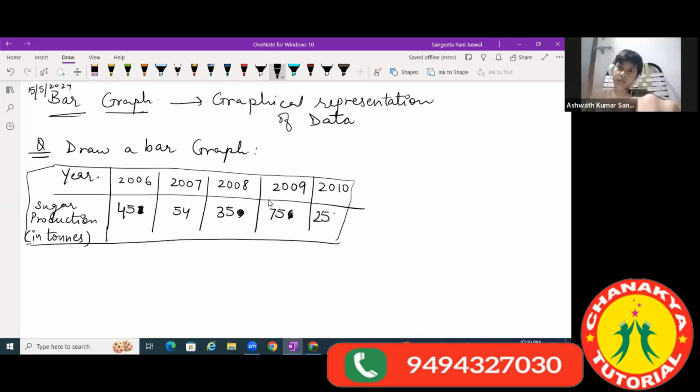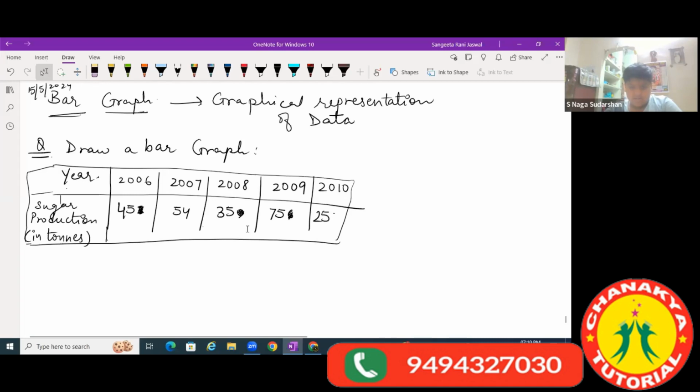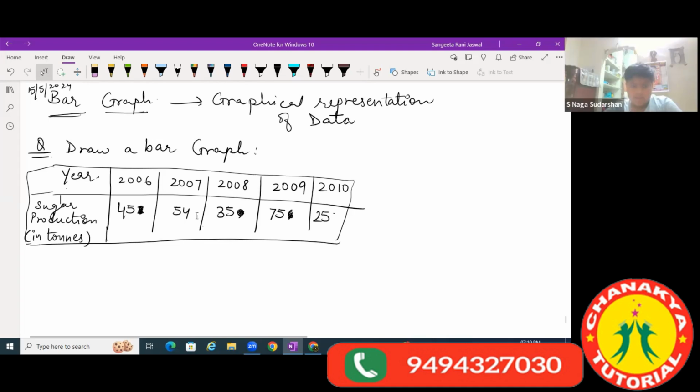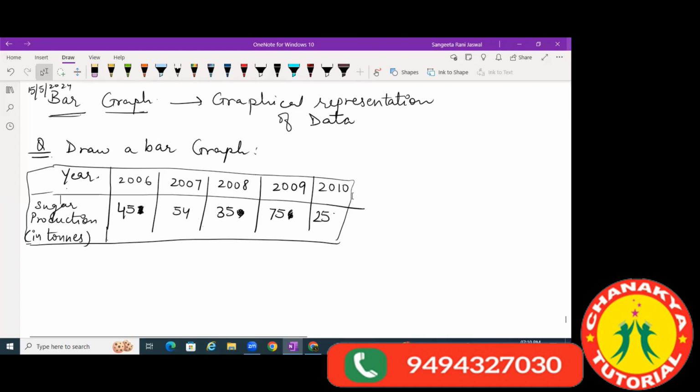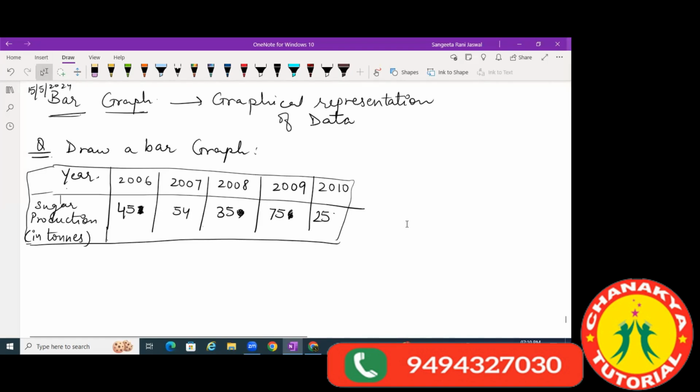Okay, right, children? Ma'am, at 2007, you will make it like anything. Multiple of 5. No problem. In multiples of 5, you are thinking it's easy to mark on the graph. Yes, ma'am. You should be able to mark other things, so you should be able to mark these also. 53, 50, ma'am? 57. I'll show you how to mark. 2006 is 45. 2007 is 54. 2008 is 35. 2009 is 75. And 2010 is 25.